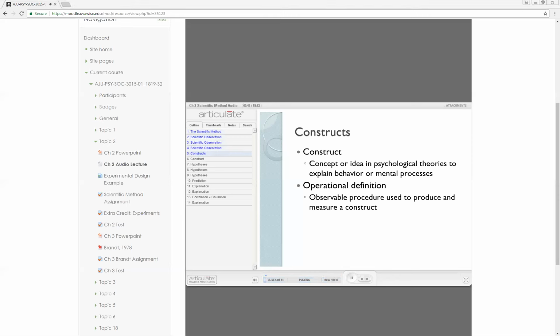Another really important idea that we'll be coming back to throughout the semester is that of constructs. Constructs are a concept or idea in psychology that we use to explain behavior or mental processes. Concepts are really crucial to understanding because these are the basic things that we talk about in our psychology class. Things like aggression, depression, emotion, intelligence. These are the basic ideas of psychology.